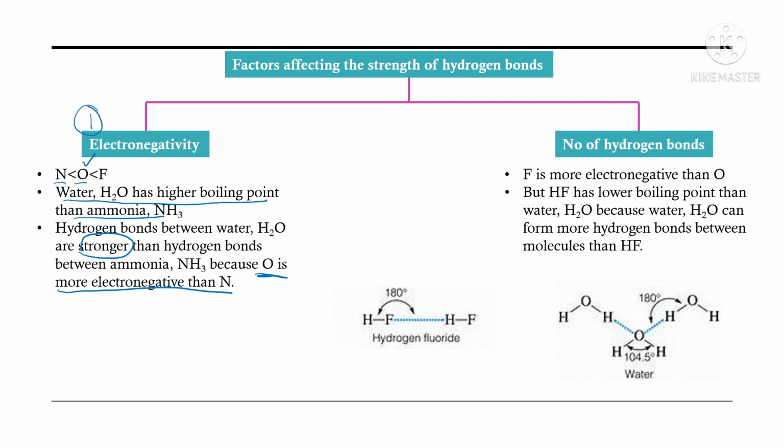And the second factor affecting the strength of hydrogen bonds between molecules is the number of hydrogen bonds that can be formed between the molecules. Fluorine is more electronegative than oxygen. So we would expect hydrogen fluoride to have a higher boiling point than water. But in real life, hydrogen fluoride has a lower boiling point than water. Why? It is because between water molecules, more hydrogen bonds can be formed, while for hydrogen fluoride, a lower number of hydrogen bonds can be formed between the molecules, causing hydrogen fluoride to have a lower boiling point than water.